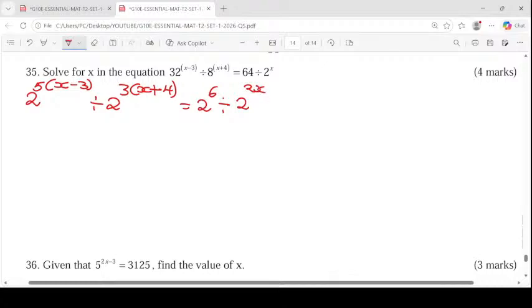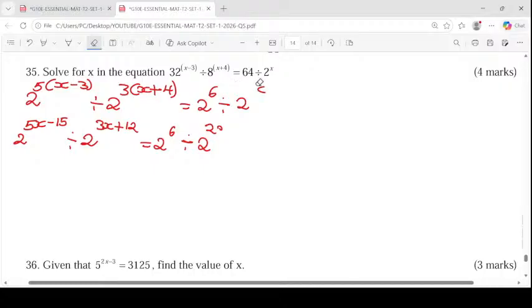Let me open the brackets on the left hand side. So this is like saying 2 power 5x minus 15 divided by 2 power 3x plus 12 is equal to 2 power 6 divided by 2 power x. This should be 2 power x, not 2x.